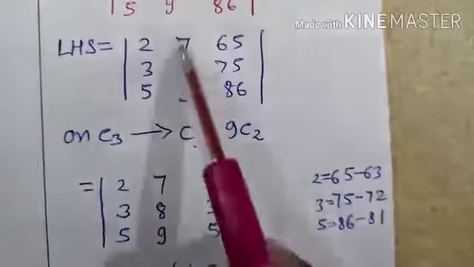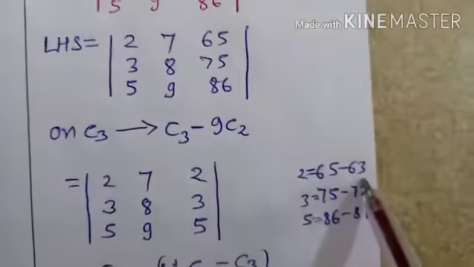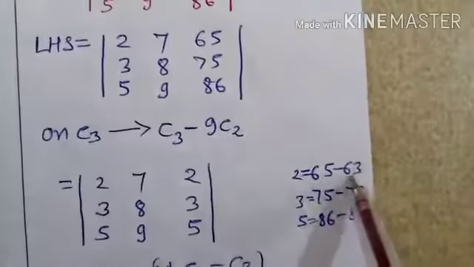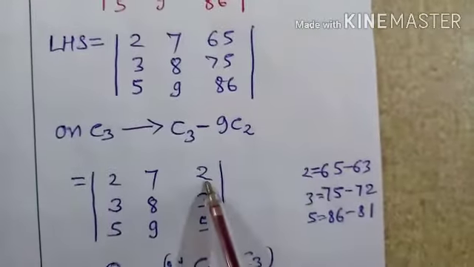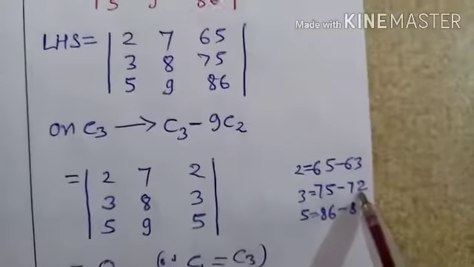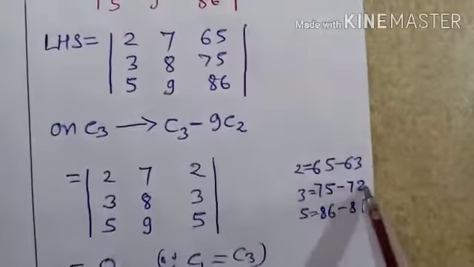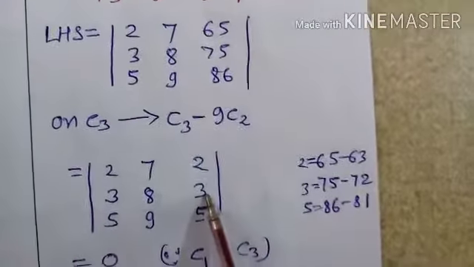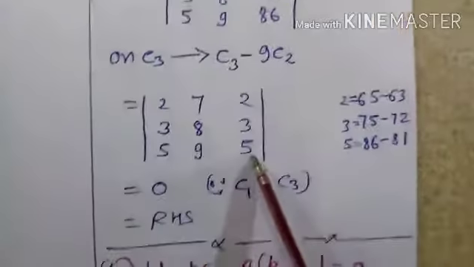So the second column multiplied by 9, so 7 into 9 is 63, and 65 minus 63 is only 2. Now 75 minus 8 into 9, 8 into 9 is 72, so 75 minus 72 is only 3. 9 into 9 is 81, so 86 minus 81 is 5. So this is 2, 3, and 5.